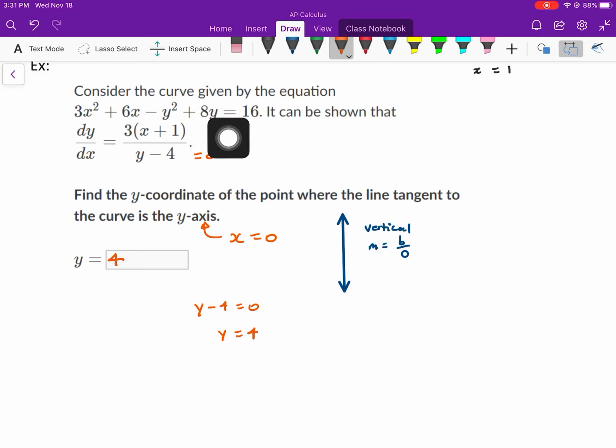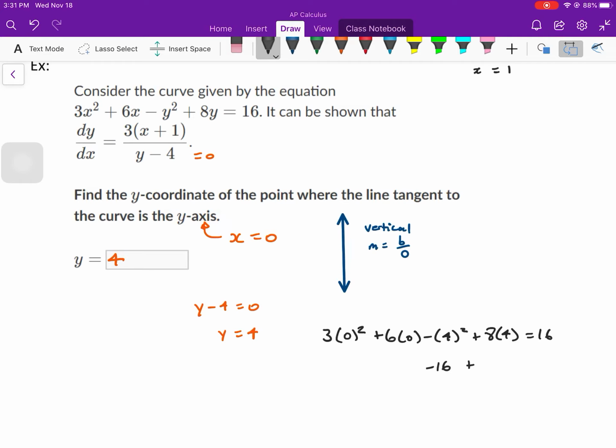We maybe should double check, is that a point in here? If we plug in a 4 for the y and a 0 for the x, does that work right there? So let's go ahead and do that. 3 times 0 for the x plus 6 times 0 minus 4 squared plus 8 times 4. Does this give us 16? So this is negative 16 plus 32. And yes, it does give us 16. So it is a point on that curve.